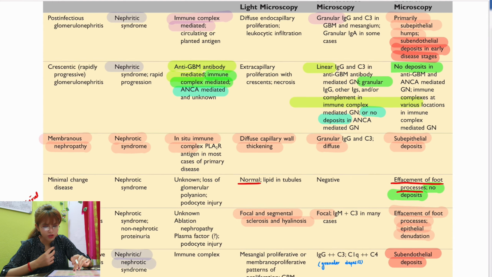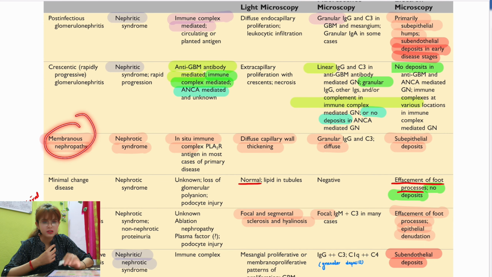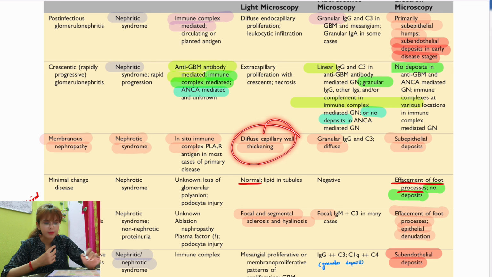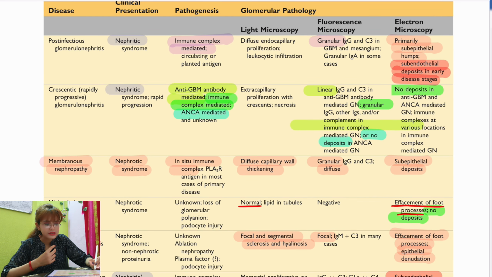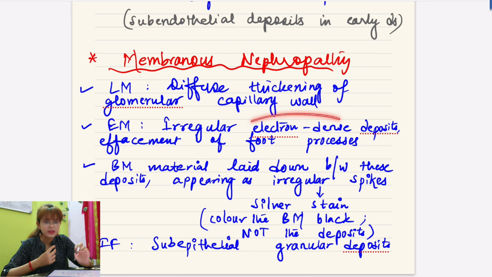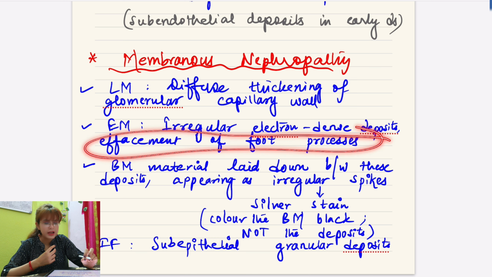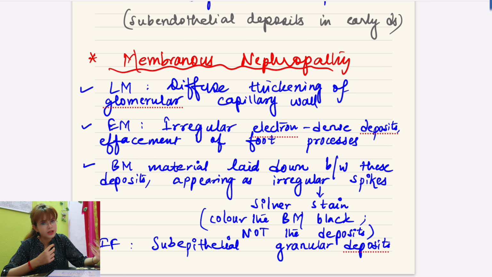If I take you back to this chart, you can see that membranous nephropathy is a nephrotic syndrome. It's a nephrotic presentation, and there's in situ complex deposition and diffuse capillary wall thickening. There's granular and diffuse immunofluorescence, and there are subepithelial deposits. These are electron dense deposits, and you also get effacement of foot processes. Effacement of foot processes is a finding of electron microscopy only. So wherever you have to write the answer for effacement of foot processes, that will come under electron microscopy findings.